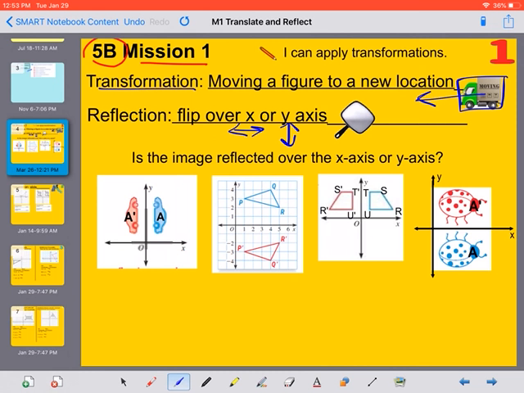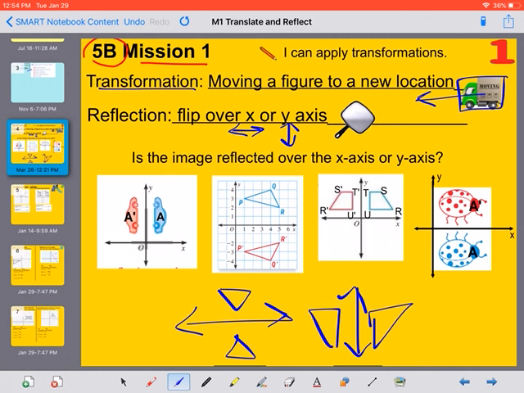So that's telling us if we were to fold the graph in half on the x-axis, the figure down here would match up with the figure up here. So folding it in half, this would match up perfectly. Same thing if we were to fold a figure in half this way, you can see those two triangles would match up on the y-axis. So is the image reflected over the x-axis or the y-axis?